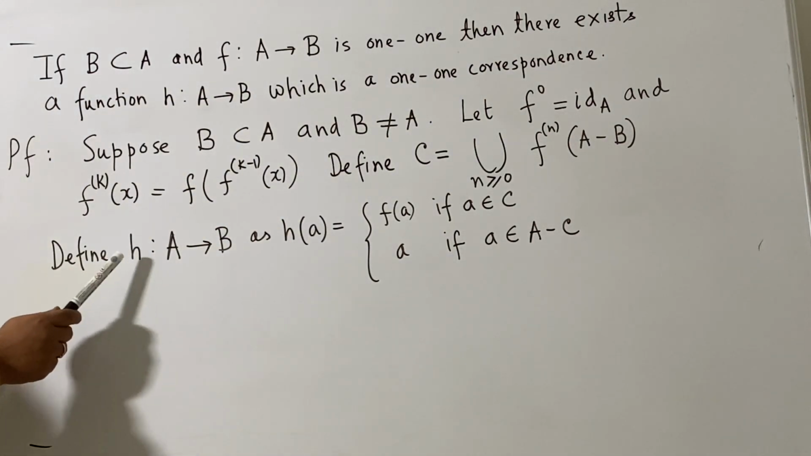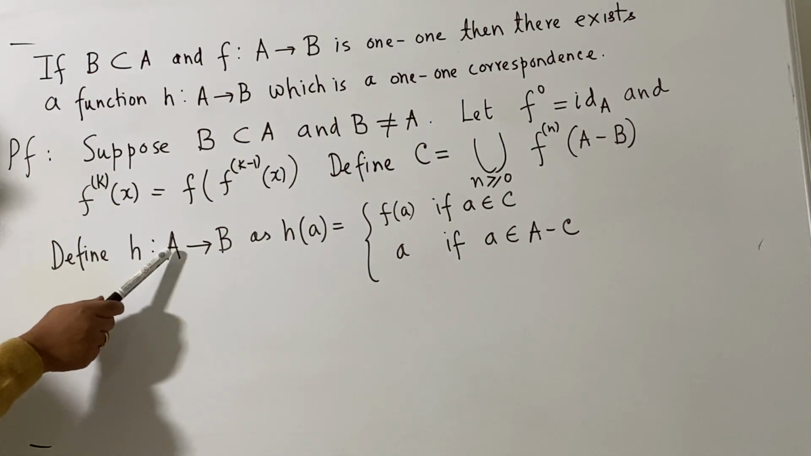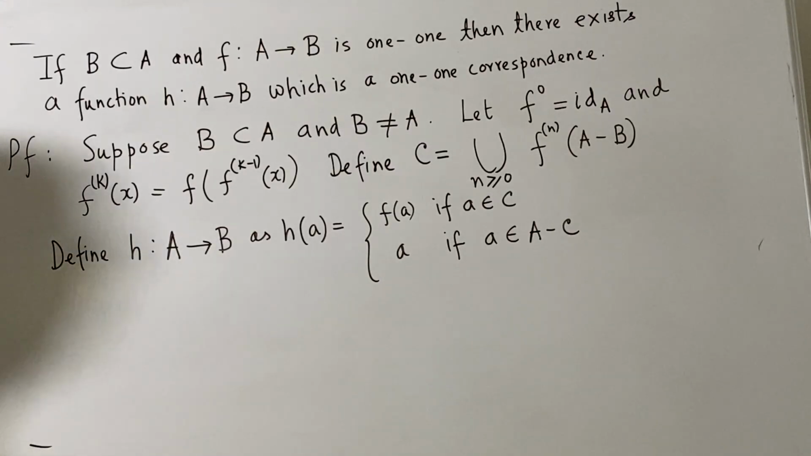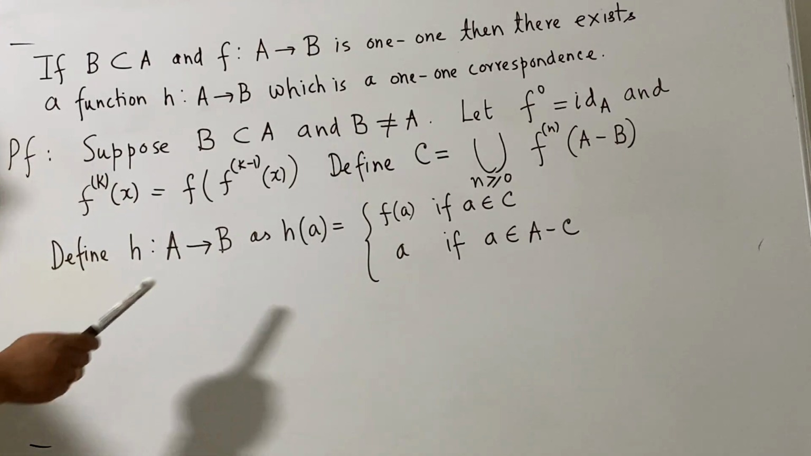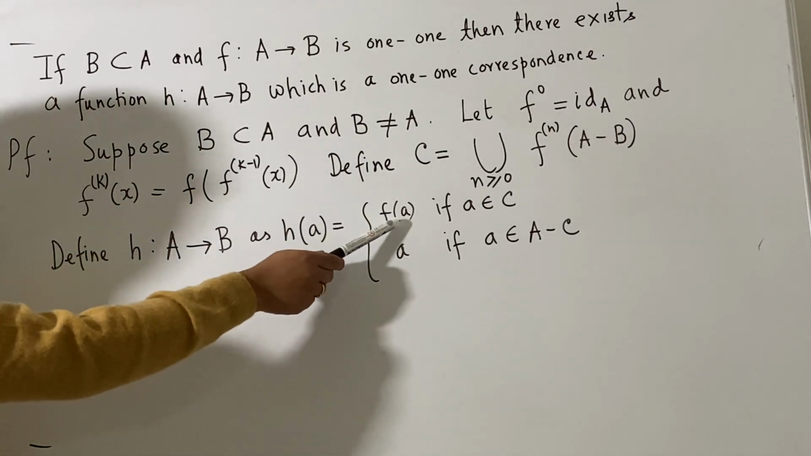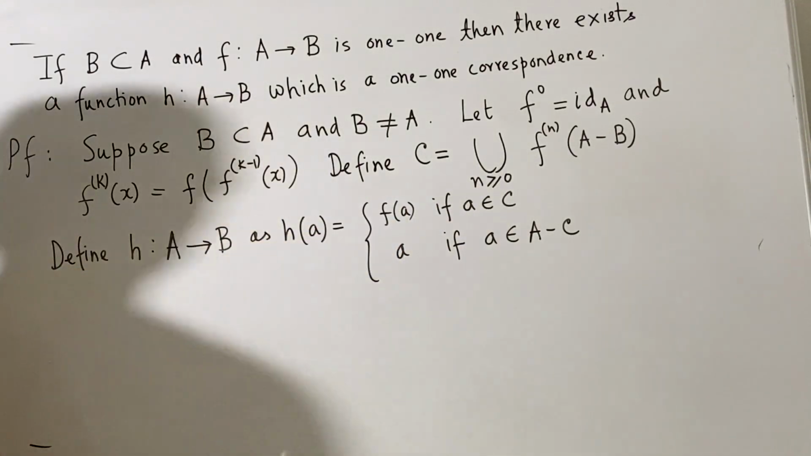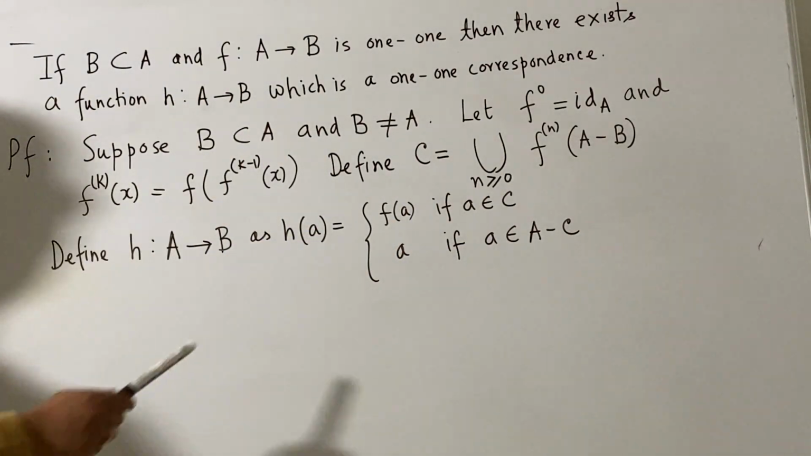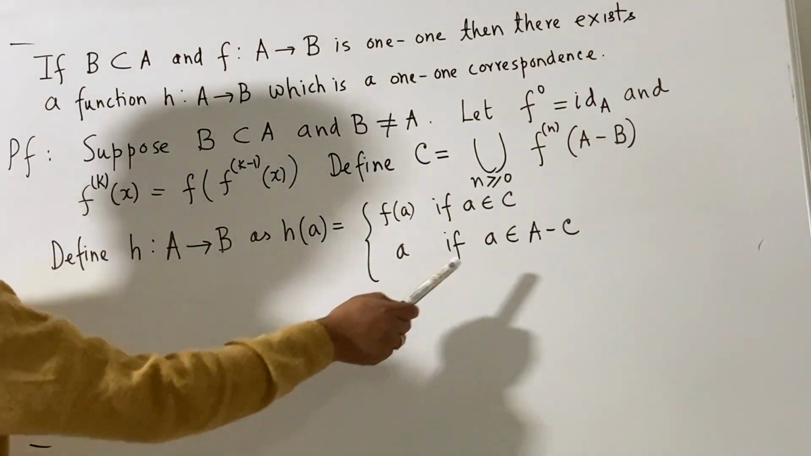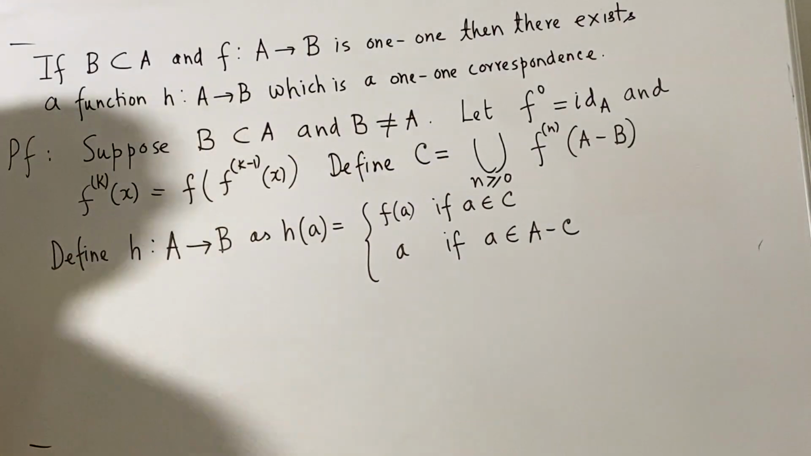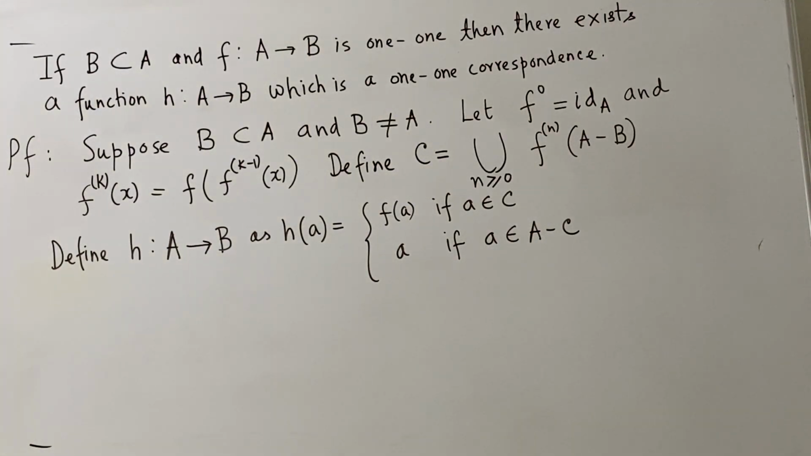Now we define h to be a function from A to B, where h(a) is the same as f(a) if a belongs to this set C, and is equal to a if a belongs to the set A minus C. We will show that this function h is a 1-1 correspondence.